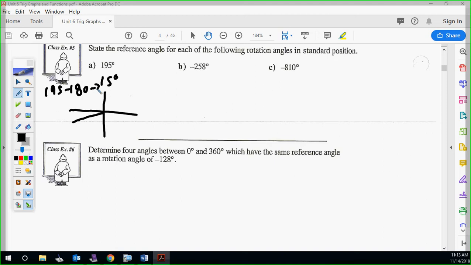So negative 258 is a position. The reference angle will still be positive. Reference angles are always between 0 and 90. Can't be 90. So we need to figure out where is negative 258. Well, negative 258 means I'm going clockwise. Okay, so here's 180. So that's 270, so it's going to be right about here. So I'm getting it from there. Okay, so negative 258. So that, to me, when I think about it, is how much bigger is 258 than 180?